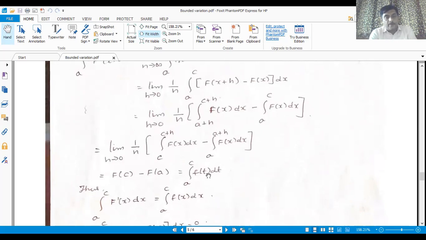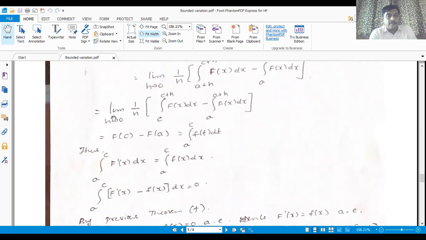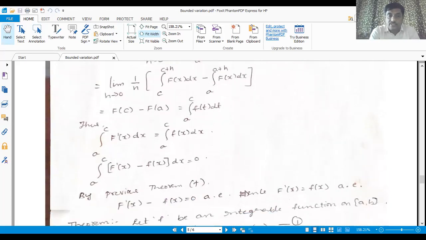The integral of f(t) dt is exactly equal, so we can transfer that to the right hand side: the integral from a to c of F'(x) minus f(x) dx is equal to 0. Means the integrand function is equal to 0, which means F'(x) minus f(x) is equal to 0 almost everywhere. Hence, rearranging this, you get capital F'(x) is equal to small f(x) almost everywhere.